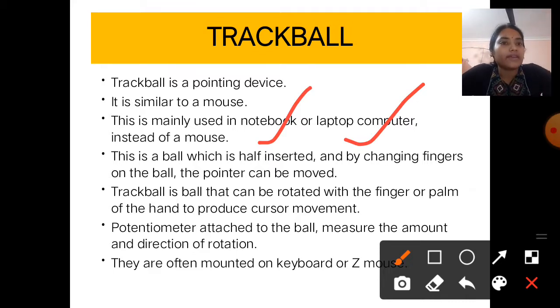A potentiometer attached to the ball measures the amount and direction of rotation, in which direction it moves and by which amount it rotates. These things are measured by the potentiometer. They are often mounted on the keyboard or Z mouse.